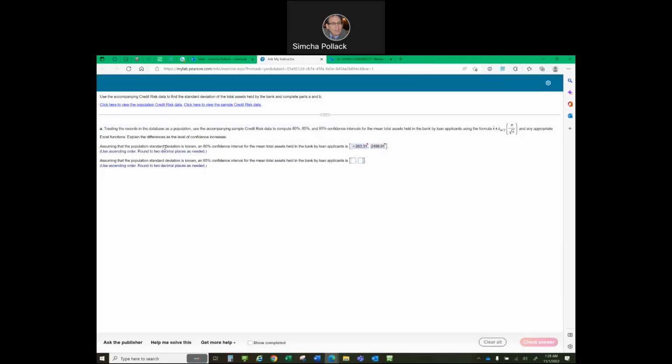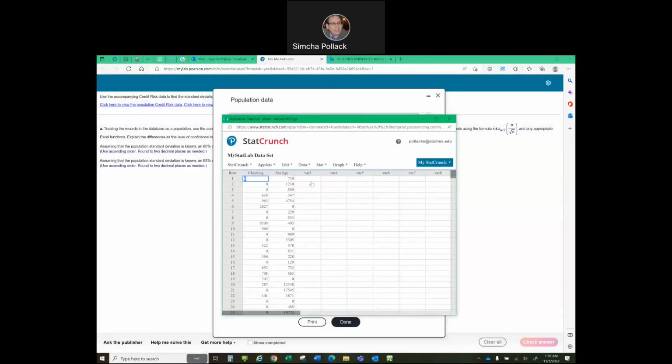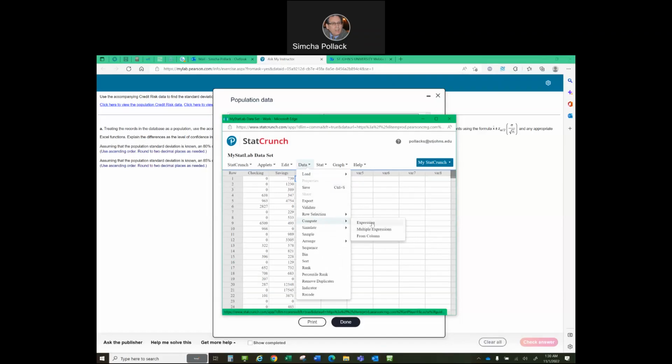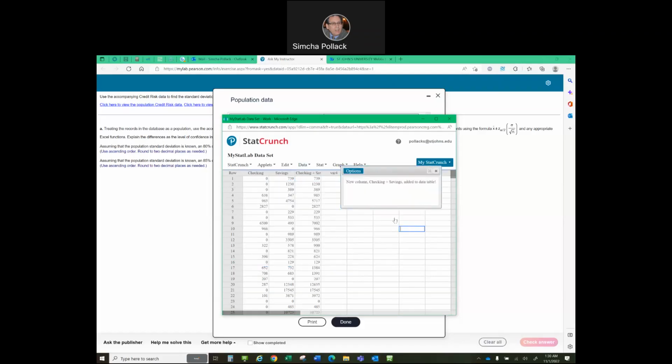The subtlety has to do with the fact, let's go back to the population data. Sorry for this divergence, but maybe you learned something from this. Open StatCrunch, and I said calculate, first of all, the sum. We'll call it data, compute, expression, checking plus savings. Compute. So we have a new column. Okay. 0 plus 793, 739, 739, etc.